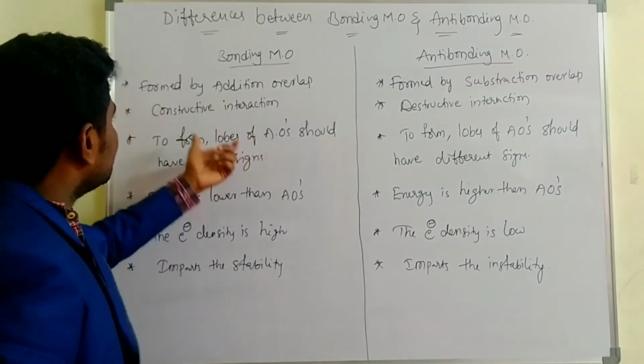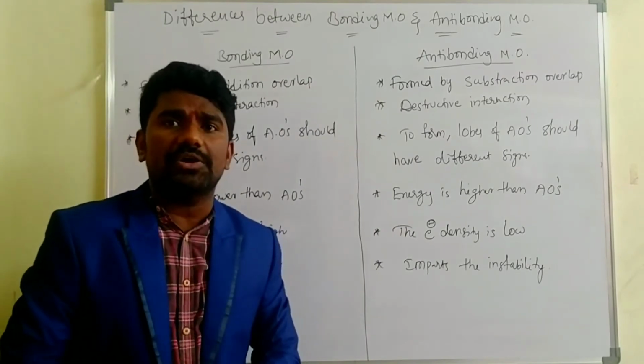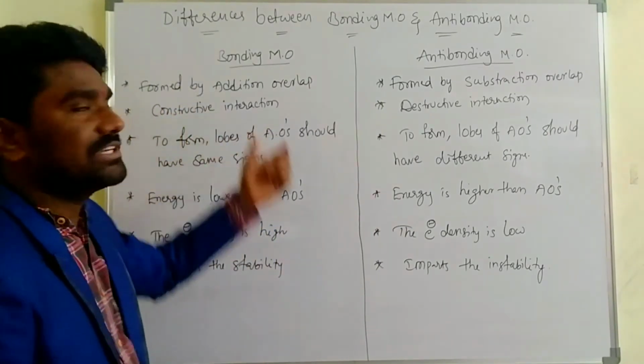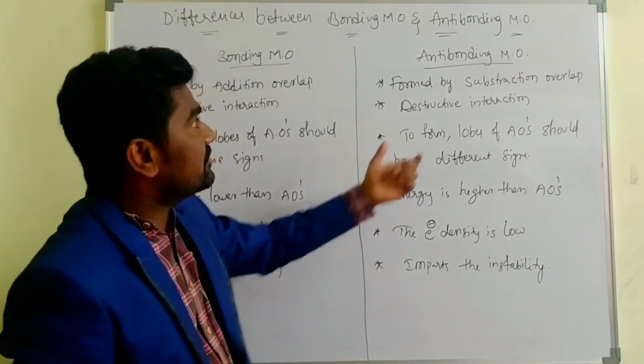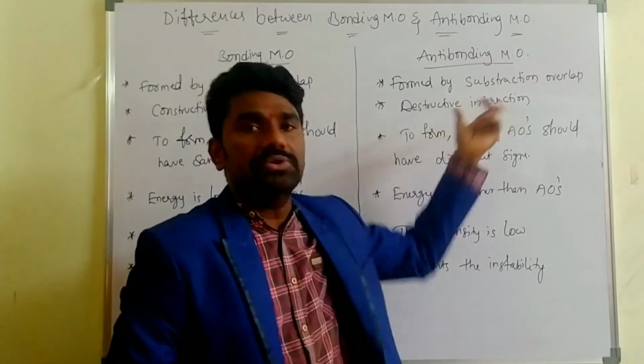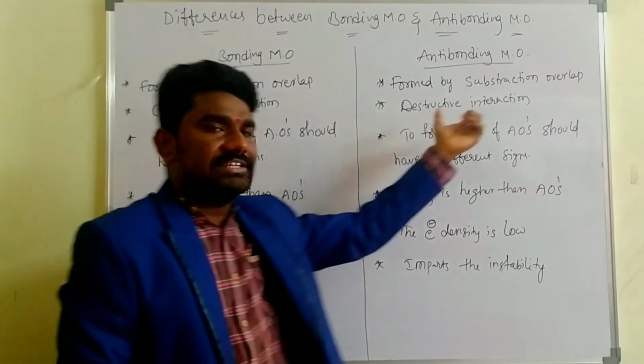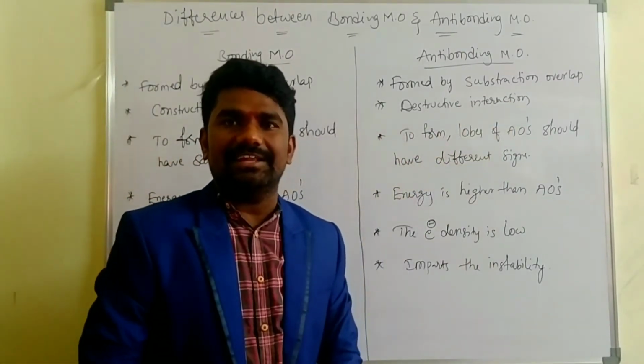The formation of the bonding molecular orbital is a constructive interaction, while the formation of the antibonding molecular orbital is a destructive interaction. It is the constructive interaction, and it is the destructive interaction.